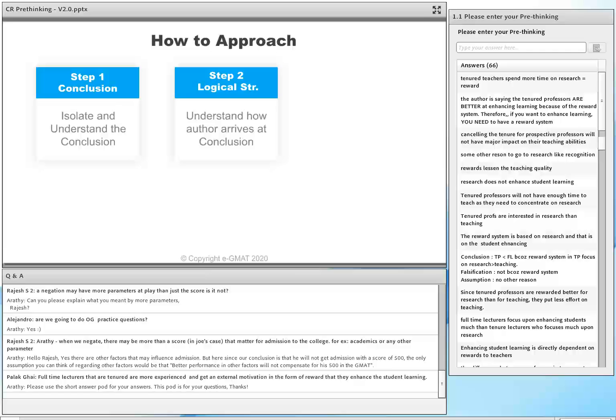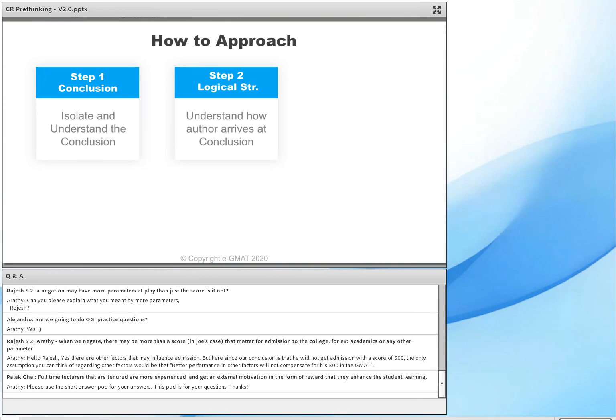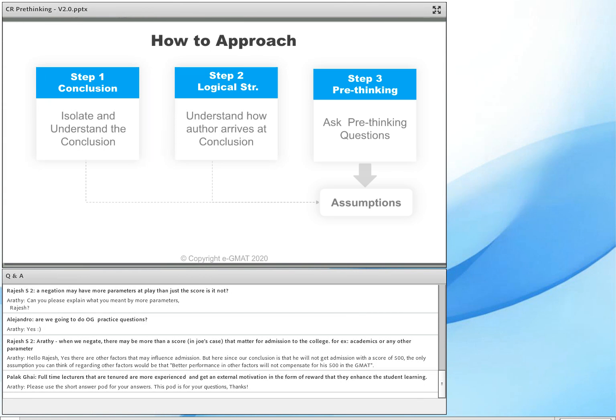So here is the process that we're going to go through. We're going to understand what the conclusion is. We're going to visualize that conclusion and focus just on it, in isolation. Then we will understand how the author arrived at it, what reasoning, what data point the author has provided to make this conclusion a logical conclusion. And then we're going to ask this pre-thinking question over here. And as I do that, you will see assumptions start coming out.